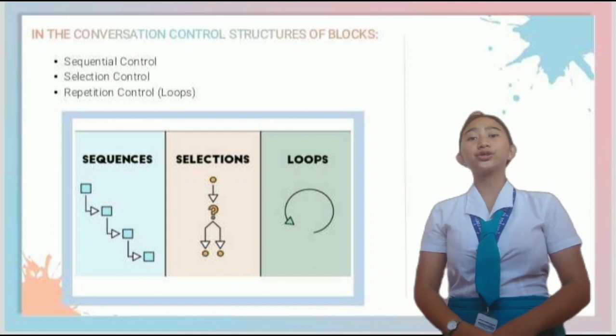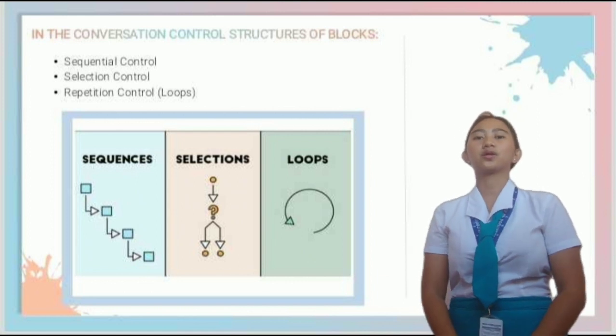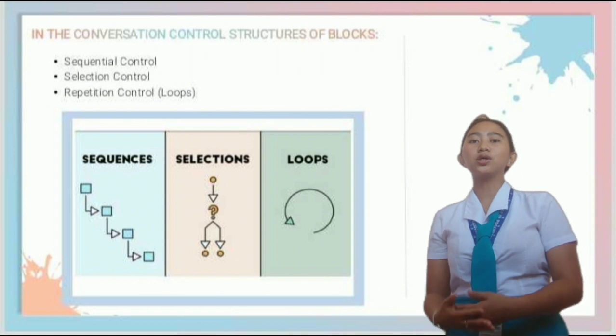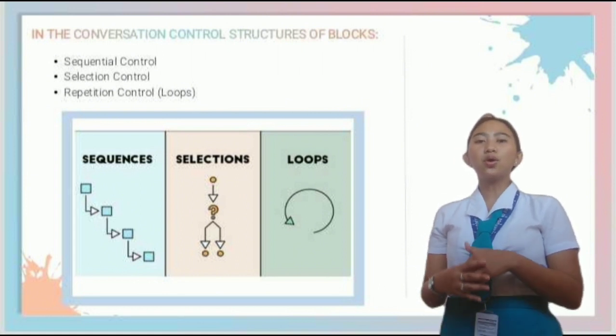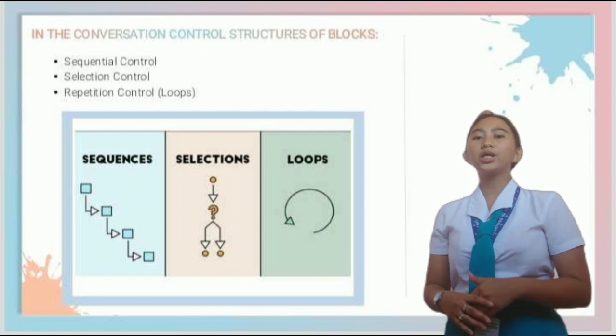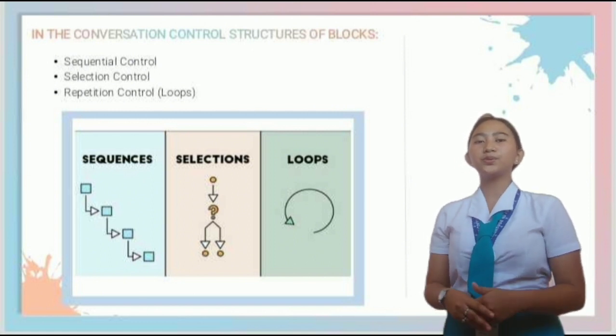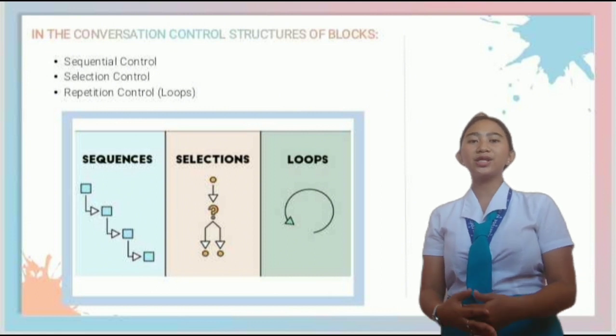Lastly, the third one is repetition control, or loops. Use for, while, and do while loops to execute code repeatedly, and break code into reusable pieces with functions and methods.